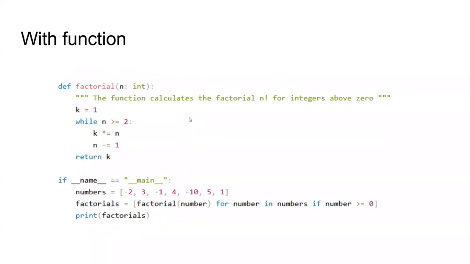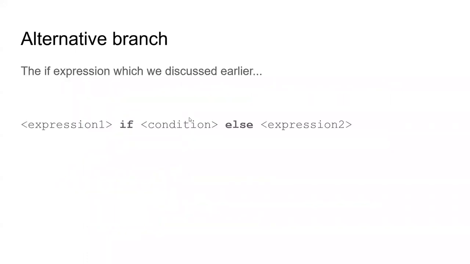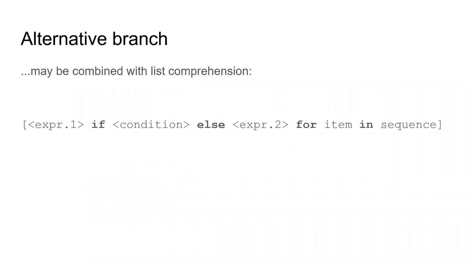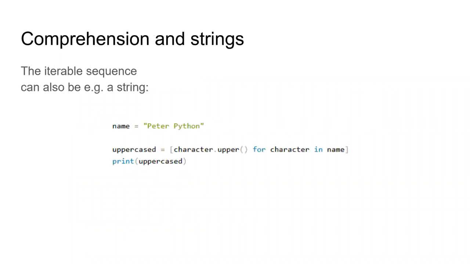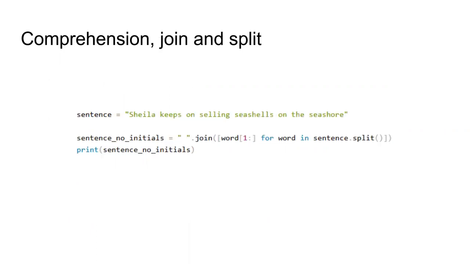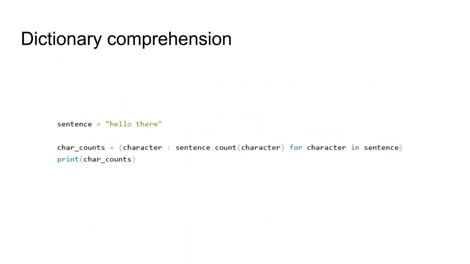Let's see if I forgot something. There's filtering, calling the function, we had the alternative branch. We talked about iterating through strings, join and split methods, and dictionary comprehension. I think that's basically it. Is there anything you want to ask about the list or dictionary comprehensions, or any other examples you want me to show? Because there's another topic we also need to discuss today. It's a bit more complicated, but it's also something we're not going to get that deep into.